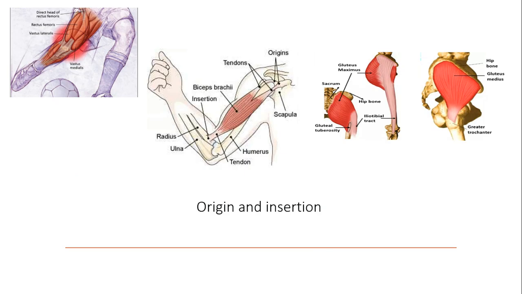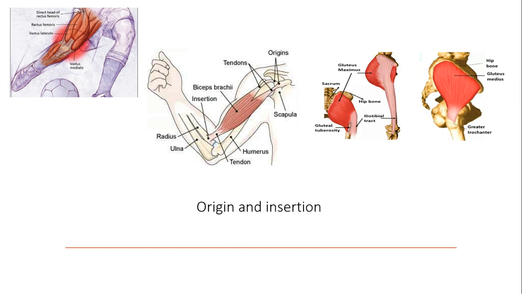The origin is the segment of the body that doesn't move during a muscle contraction. It is the fixed attachment point. However, it is usually proximal to the insertion, whereas during muscle contraction, the insertion is the attachment site that does move. Multiple examples of this would be in a variety of sports.